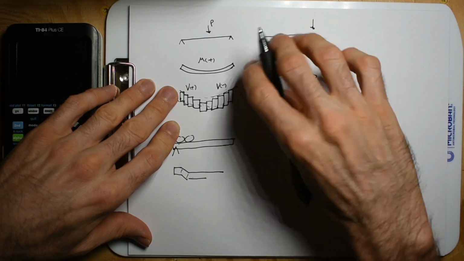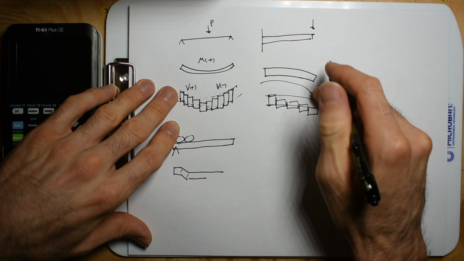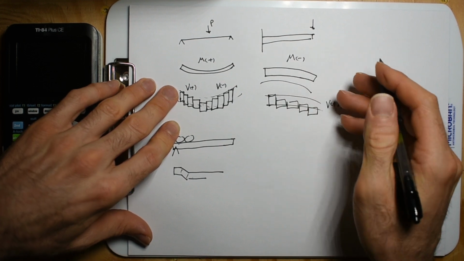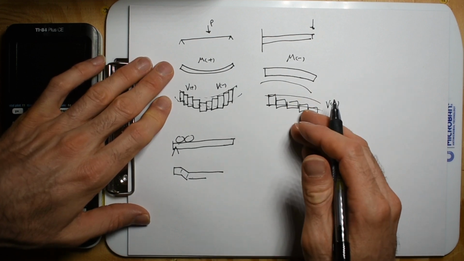Now the bending moment, just overall, is a frowny face. So we know the moment is negative. Okay, cool. And then I guess that's it.